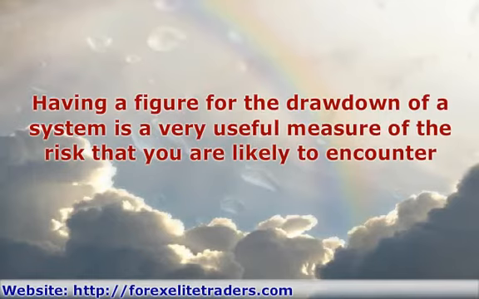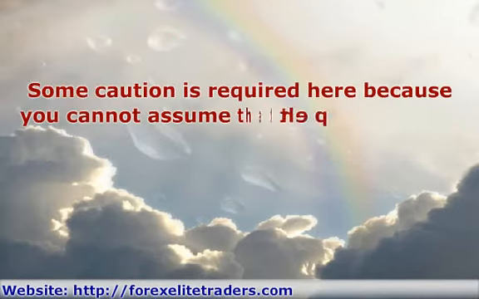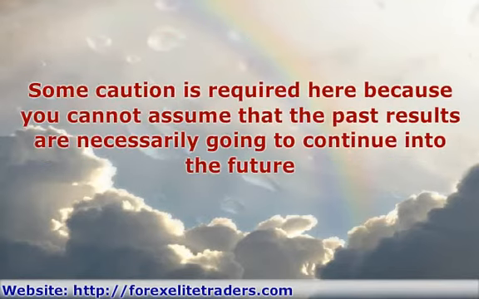If your actual loss goes to more than you have on deposit with your broker or the credit you have agreed with him, your broker will ask for more money, issue a margin call, or close your position. Having a drawdown figure for your system helps you to avoid this by making sure that your expected potential loss is covered. Some caution is required here because you cannot assume that the past results are necessarily going to continue into the future. You should plan for a buffer, probably at least as much again.